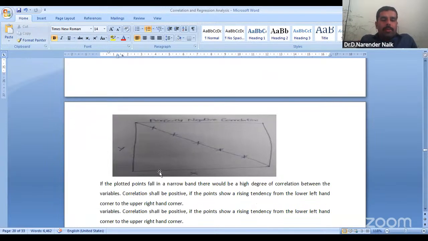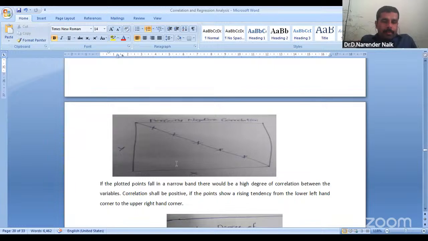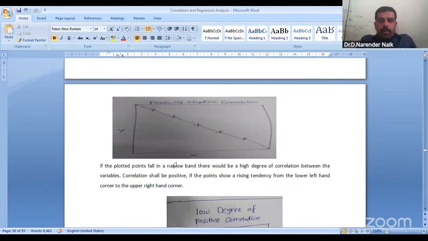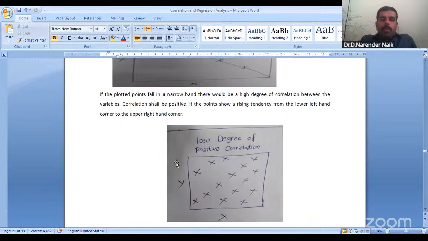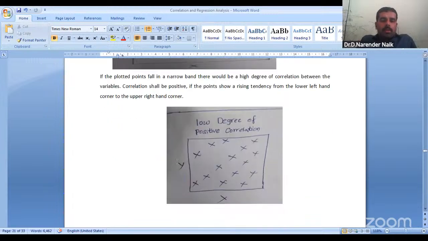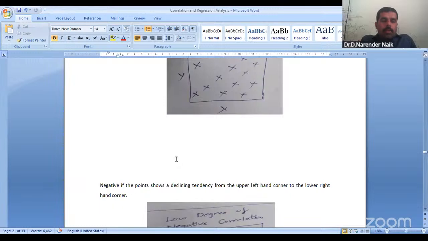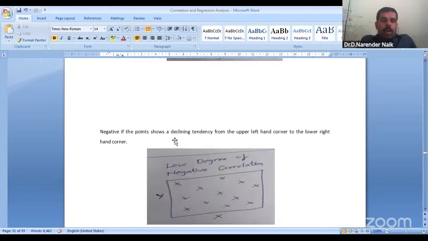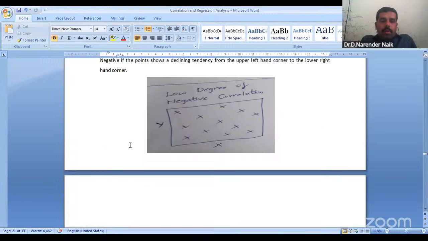If the plotted points fall in a narrow band, there would be a high degree of correlation between the variables. Correlation shall be positive if the points show a rising tendency from the lower left hand corner to the upper right hand corner; then this is a low degree of positive correlation. The next one, negative: if the points show a declining tendency from the upper left hand corner to the lower right hand corner, it is a low degree of negative correlation.